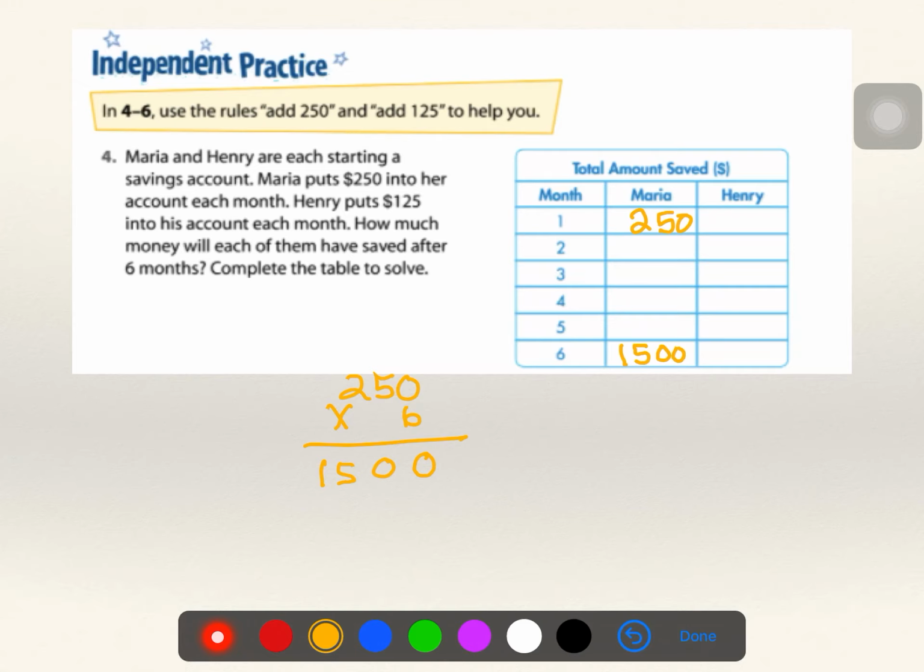How much money will Henry have saved? Well, Henry started at $125 a month, and he is saving for 6 months as well. So when I go ahead and add that, I see that Henry has saved $750. There's my relationship between the two. Henry to Maria. Maria saves twice as much money every month. And so every month that you would compare the terms, Henry's money times 2 will always equal Maria's.